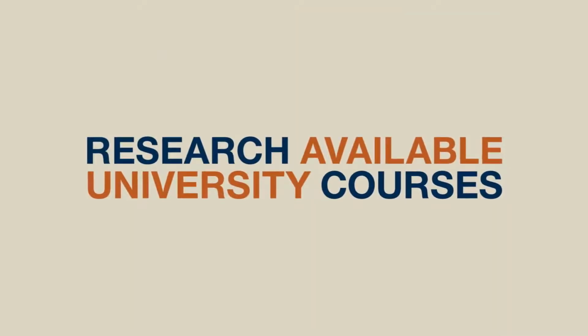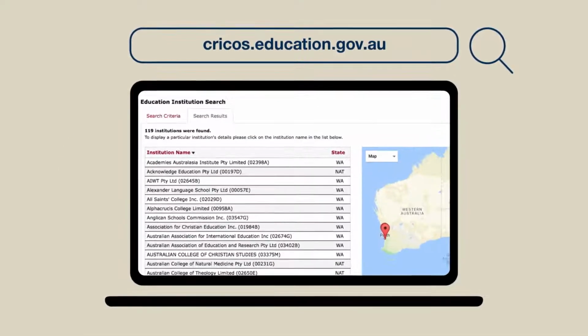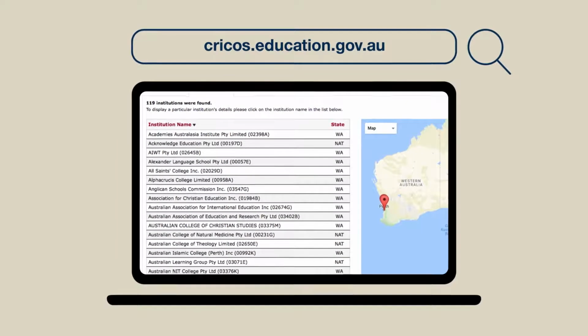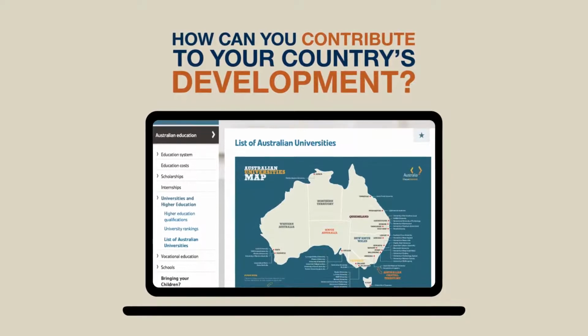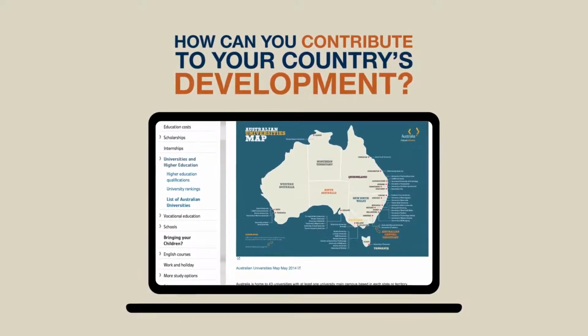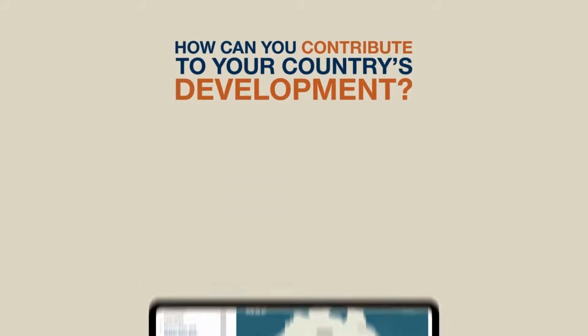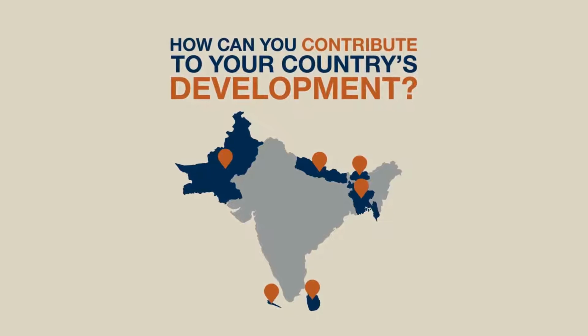Research available university courses. The CRICOS website has information on courses available to international students. Use this resource and Australian university websites to identify the most relevant courses to support your career goals and your potential to positively impact development on your return.